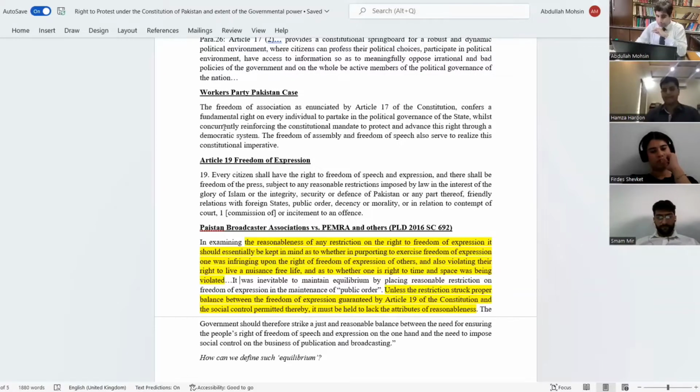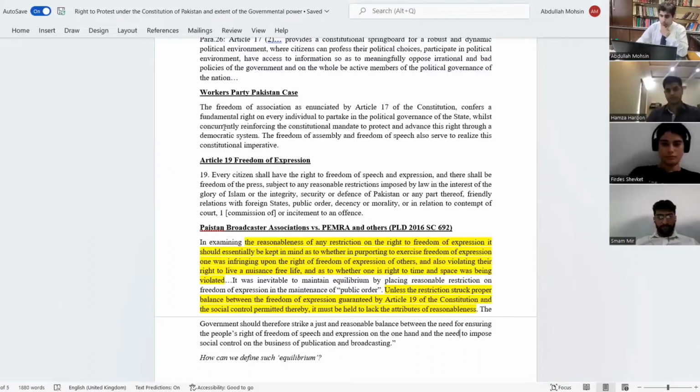It was inevitable to maintain equilibrium by placing reasonable restrictions on the freedom of expression and the maintenance of public order. Unless the restriction struck a proper balance between the freedom of expression guaranteed by Article 19 of the Constitution and the social control permitted thereby, it must be held to lack the attribute of reasonableness. So essentially, any restriction is reasonable when it strikes a proper balance between the individual's right and the right of the community at large, right?